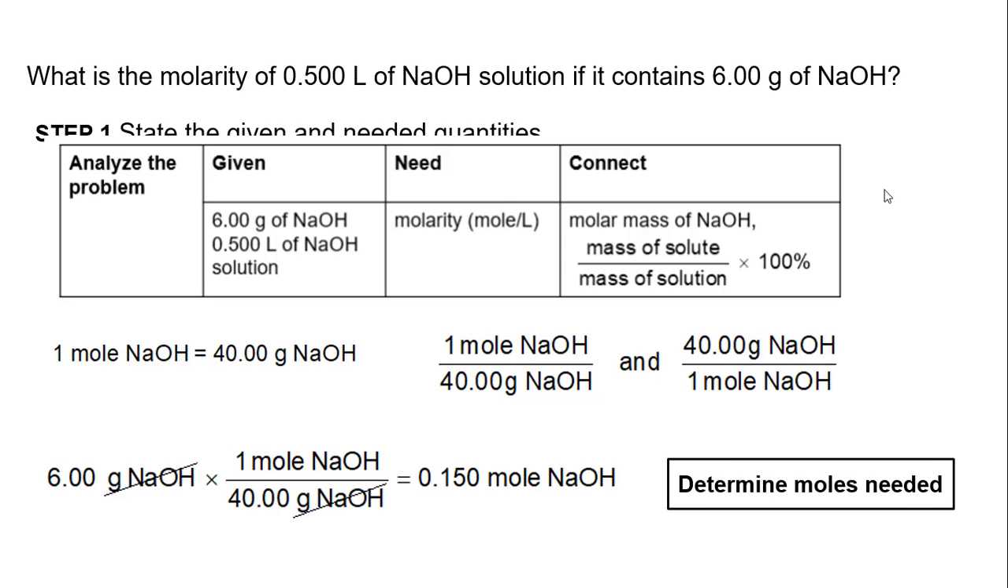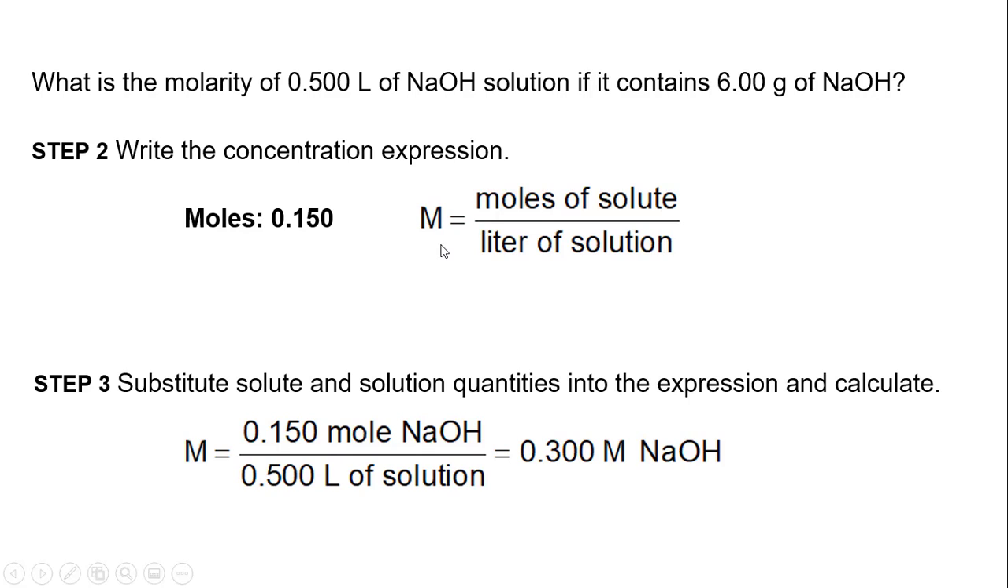We need some conversion factors. So we have 1 mole of sodium hydroxide is equal to 40 grams of sodium hydroxide. We can place them into conversion factors here from the equality, and we need to get the moles. We already have the liter part. So 6 grams of sodium hydroxide, set it up. We calculated 0.150 moles of sodium hydroxide. So now we have the mole part of this problem.